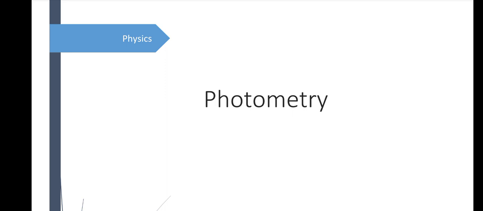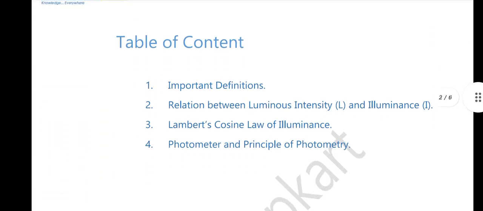In this video I'm going to explain the 12th standard physics photometry chapter. The contents that we are going to learn in this chapter are important definitions, the relation between luminous intensity and illuminance, Lambert's cosine law of illuminance, and the photometer and principle of photometry. These are the important things that we are going to learn in this photometry chapter.